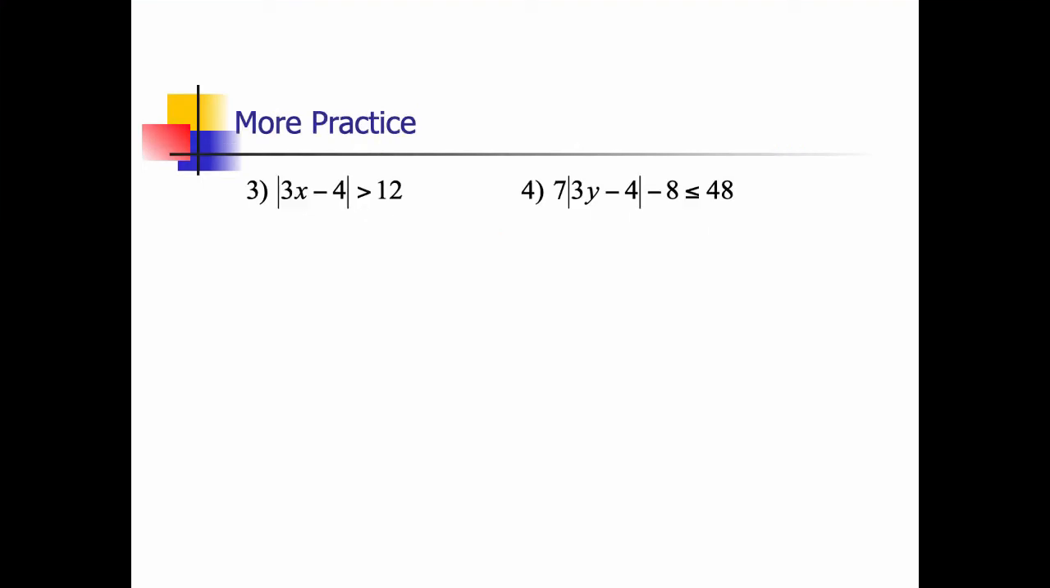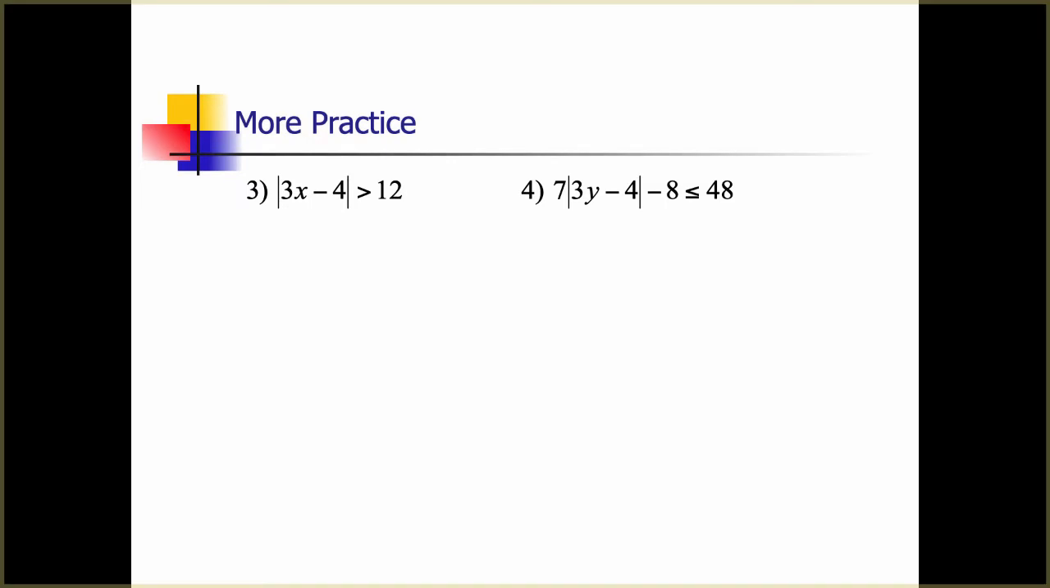Here we have a few more complicated problems. The one on the left, we have a 3x minus 4 in the absolute value bars. It's greater than 12. Since we have a greater than symbol, we should all know right now that this is a compound OR. We will set up our two inequalities. 3x minus 4 is greater than 12, or 3x minus 4 is less than negative 12. We solve both of them.